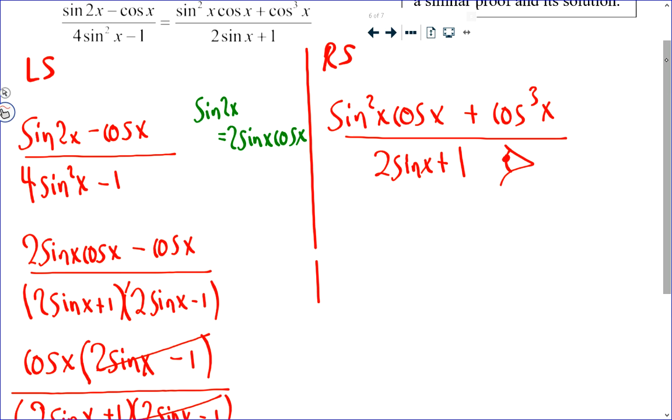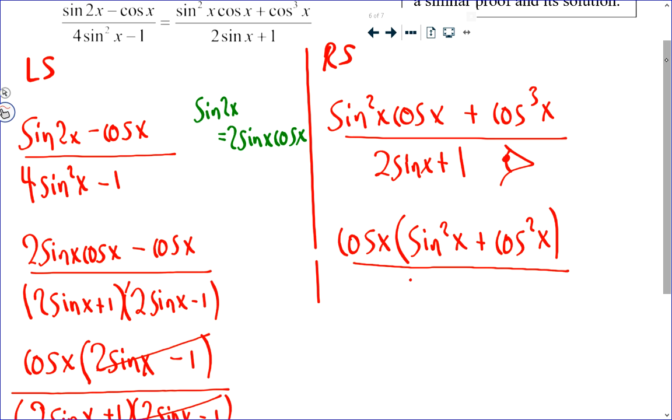So let's continue to work with the right-hand side. I can factor a cosine of x out of the top. And what would I have left? I would have sine squared of x plus cos squared of x, and this is over 2 sine of x plus 1. Everybody should recognize that sine squared of x plus cosine squared of x is equal to 1.